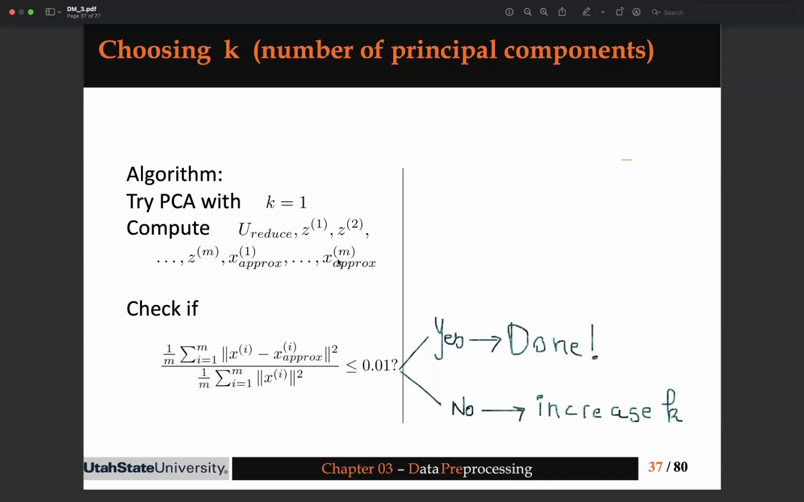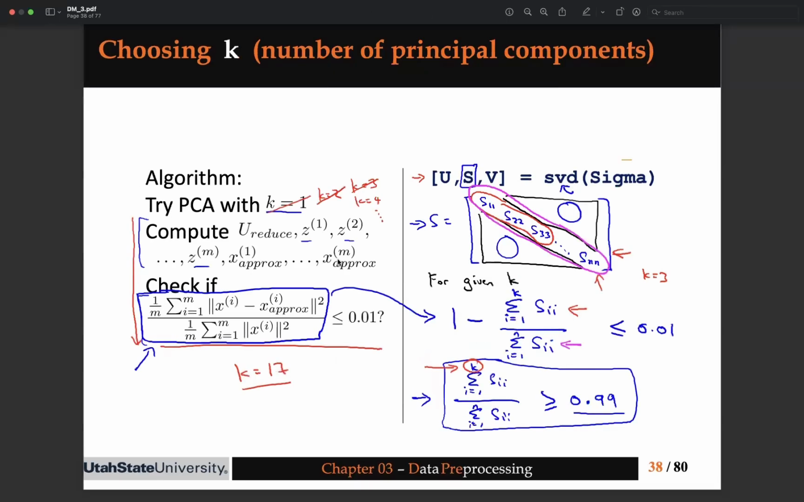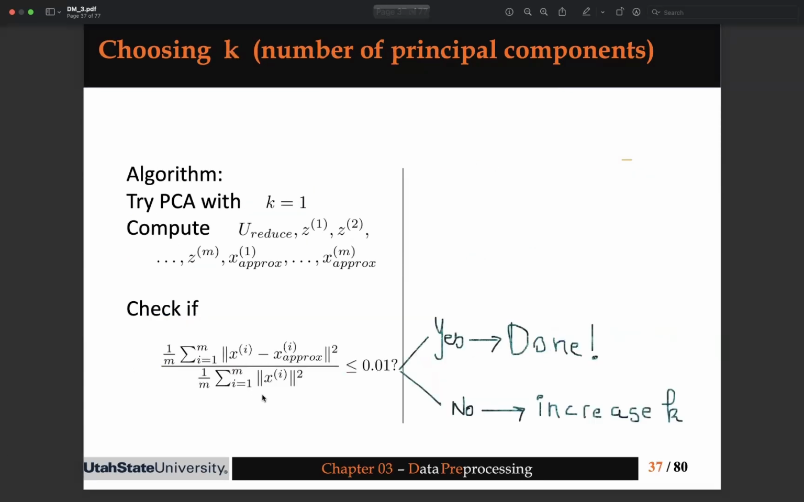So it's always going to be a question of variance and information loss that I can afford to lose at the end of the process. Okay, now there is a small tweak, or I like to call it a shortcut, right? So here, using this ratio, I might be able to find the number of k, but yeah, I still need to compute through the x approximation, right?